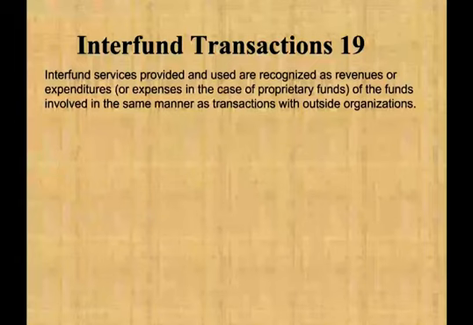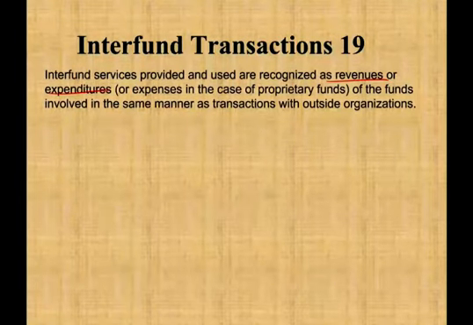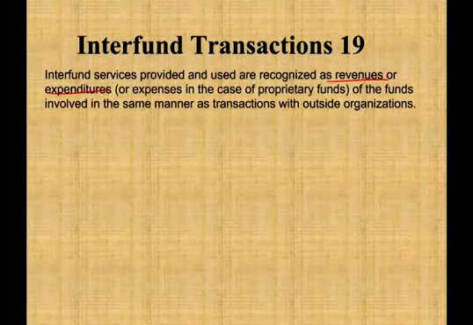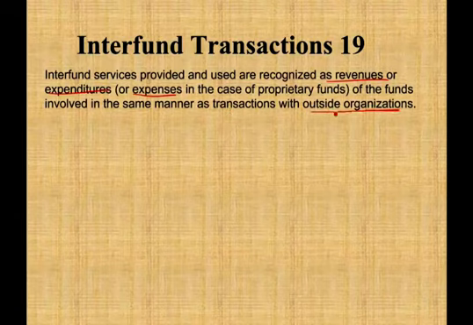Okay, now we're going to move to the interfund transactions, and we're going to do a few of them, starting with transaction 19. Interfund services provided and used are recognized as revenues and expenditures. Remember, we have reciprocal and non-reciprocal interfund transfers. Make sure you review the interfund transfers. So if it's reciprocal, we're going to record it as an expenditure and revenues. Okay. In the same manner as transactions with outside organizations.